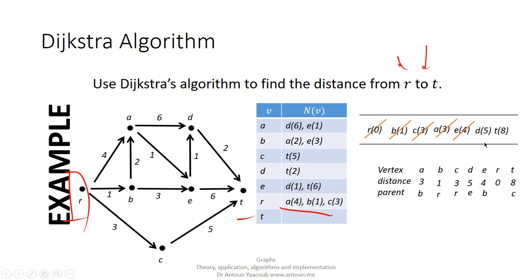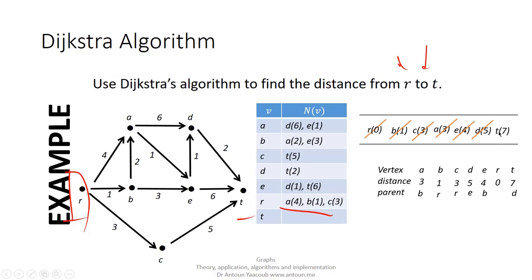Now it's E's turn. Let's see if it's finished. No, because we have T. So T, 4 plus 6 is equal to 10. Obviously we have 8 here. So 8 is better than 10. So we drop it. We don't take it into consideration. We have finished E. So let's move to D. In D, I have the distance equal to 5 and the neighboring vertex is just T, with weight 2. 5 plus 2 is equal to 7 and we have 8 here. So it's better to pass by D. So I will say here 7, and I'm coming from D. So we have finished D.